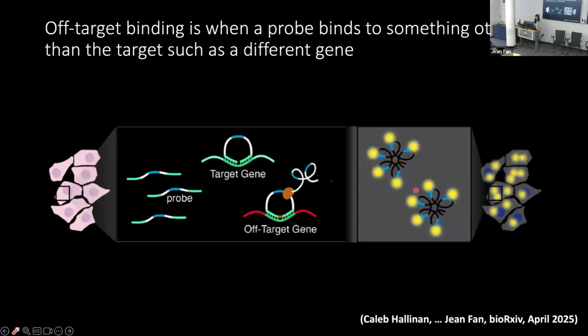So this is all just to say, off-target binding can ultimately distort the quantification of the target gene's expression, because in this case, even though there's only one copy of the target gene, because the probes are binding to this off-target gene, I would count it as two. So it's going to distort the target gene's expression quantification, because the observed expression is really a representation of both the on-target as well as the off-target gene expression.